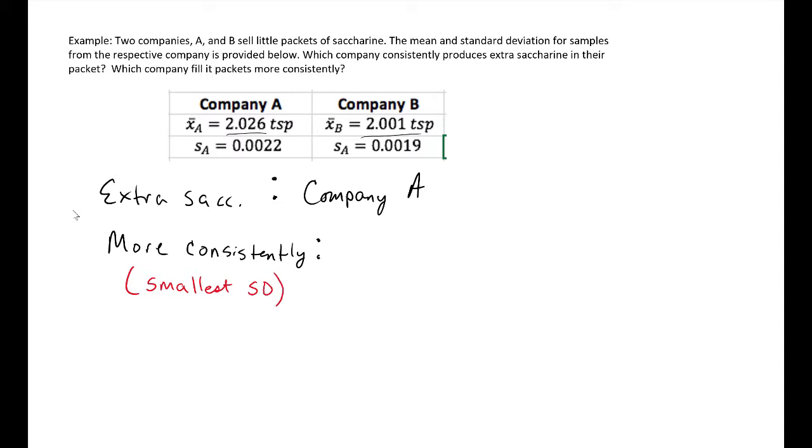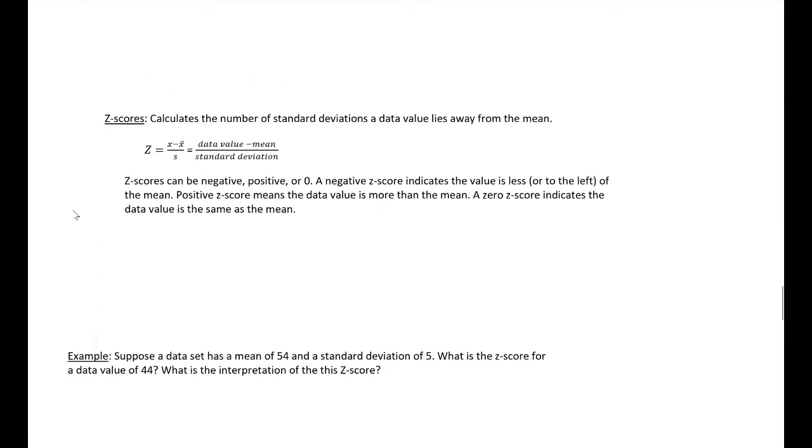Okay? And in this case, if you look at it, the standard deviation for company B is smaller than the standard deviation of company A. So company B is actually producing their packets, filling their packets more consistently. Okay, so for consistency, you're looking for the smaller standard deviation.